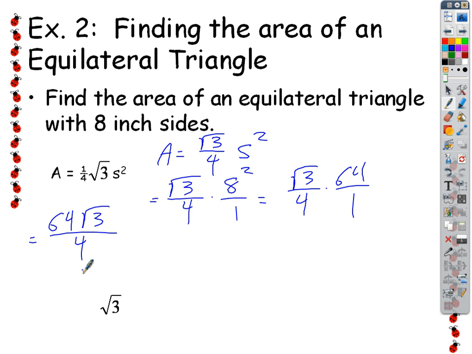On the bottom, we get a 4 times 1, and 64 over 4 reduces. Right, 4 goes into 64, what, 16 times? So that's just going to become 16 square root of 3. Okay, that reduces to just a single 16. Make sense? Okay, a lot easier.